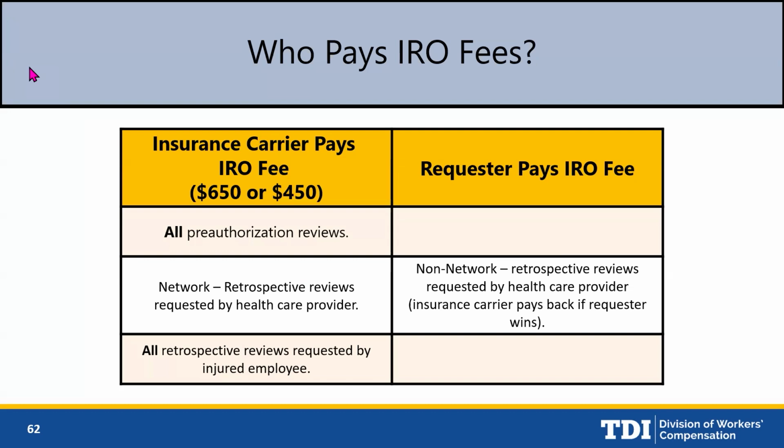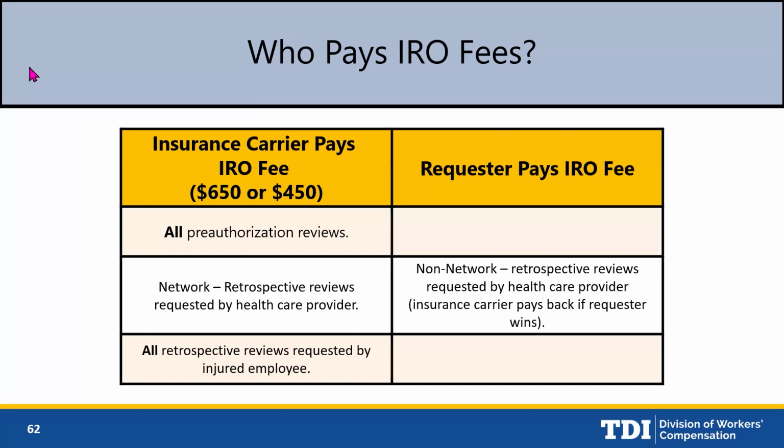Just know this: for all pre-authorization IRO reviews, the carrier is paying the fee for all pre-auth, whether it's network or not. So you're not avoiding a fee if you appeal to an IRO. There is no fee for you, healthcare provider. The insurance carrier also pays for network retrospective reviews. That's for services that didn't require pre-auth, but are looked at on the back end. And the insurance carrier pays for all retrospective reviews requested by the injured employee. So most of the time, the insurance carrier is paying the IRO fee.